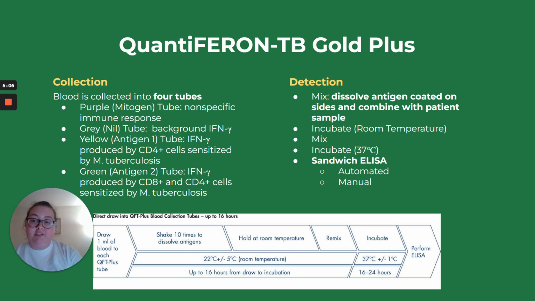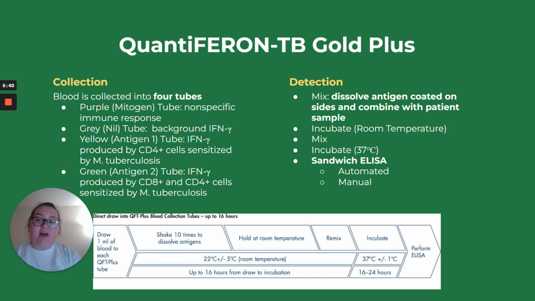The two antigen tubes, yellow is the antigen 1 tube. This is going to measure the interferon gamma produced by CD4 cells that have been sensitized by M. tuberculosis, if they have been sensitized. And then the green tube, or the antigen 2 tube, is going to measure the interferon gamma produced by both CD8 and CD4 cells that have been previously sensitized by M. tuberculosis. The reason two antigen tubes are used is because it has a greater sensitivity to whether the patient has a latent disease or an active infection.